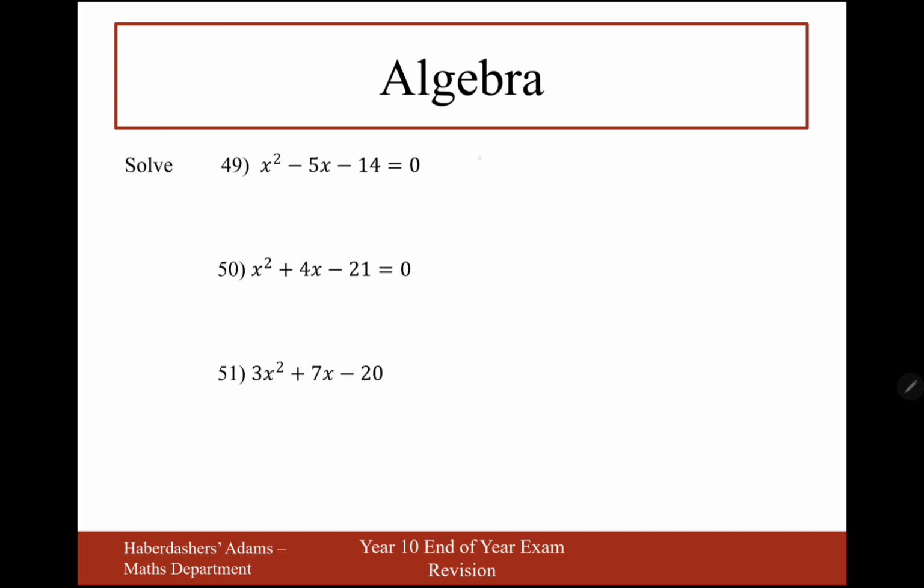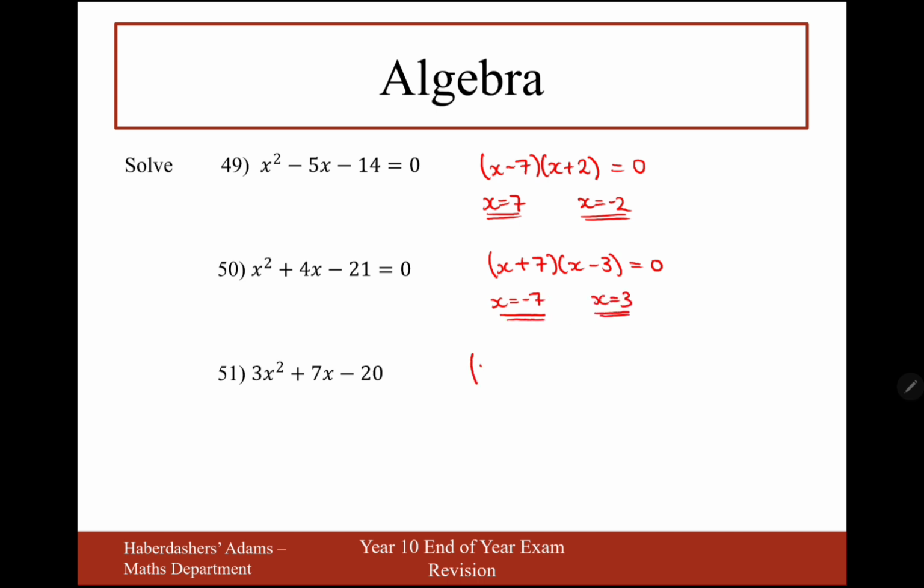Alright, let's have a go at question 49 then. So it's x minus 7, x plus 2. And then our solutions are x equals 7 and x equals minus 2. On to the next one, it's going to be x plus 7, x minus 3. And our solutions here are going to be x equals minus 7 and x equals 3. And on the final one, it's going to be a 3x and an x.